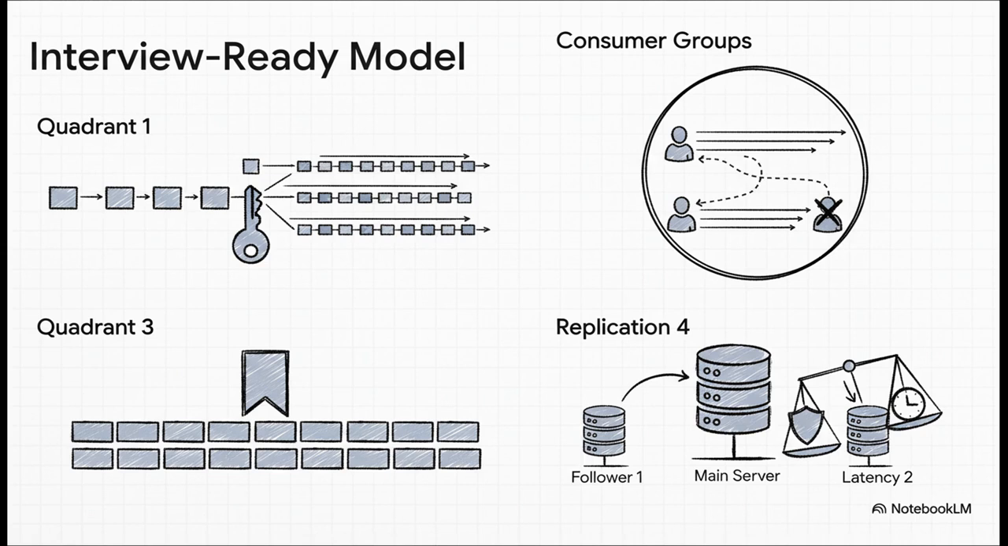So let's boil it all down. Here is your interview-ready mental model. If you can explain these 4 points, you're golden. Number 1, partitioning is Kafka's magic trick for getting both scale and order. Number 2, consumer groups are how you read in parallel and make your system resilient to failure. 3, offsets are just bookmarks for consumers. And 4, replication is how you make sure data is safe, but it comes at the cost of higher latency.